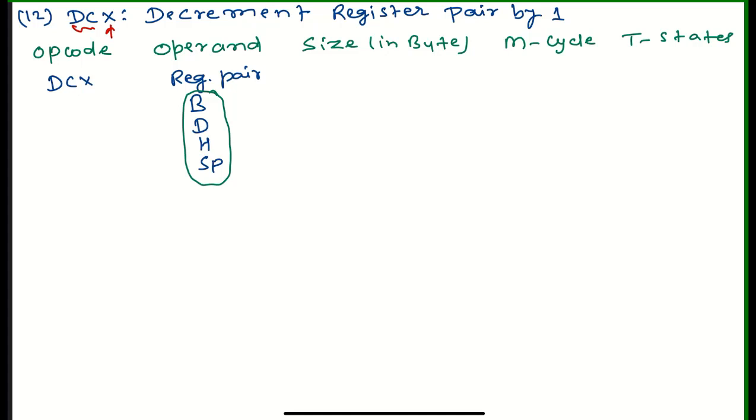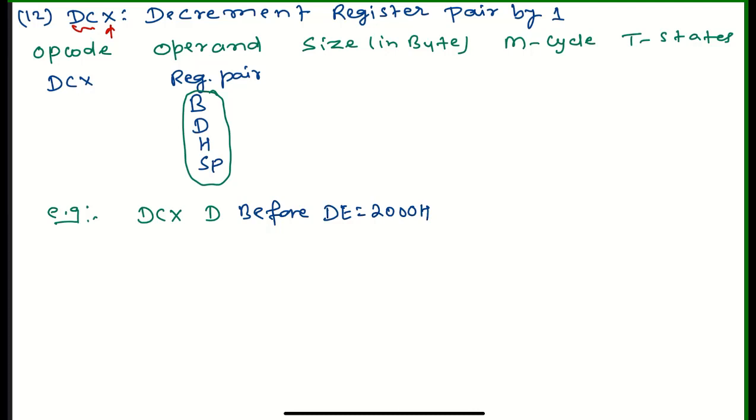Now we will understand the operation by taking an example. Let's say I am writing DCX D. Here the function is to decrement the DE register pair content by 1, and after decrementing, the result should be stored into the DE register pair itself. Let's say I am taking the data of DE as 2000H.